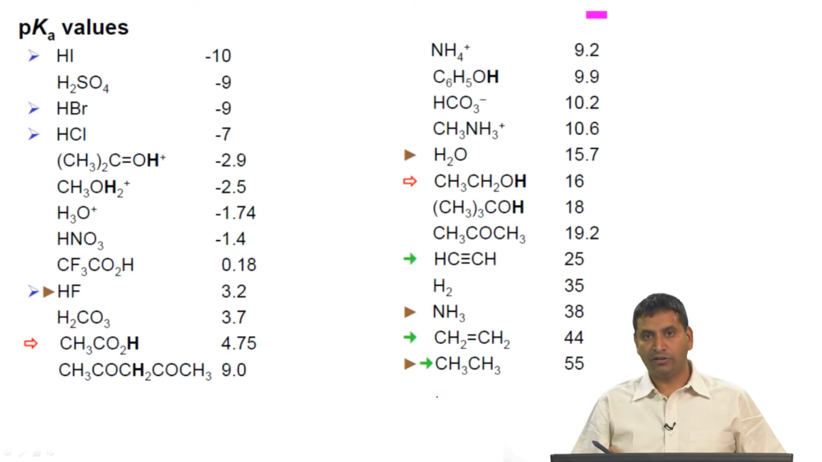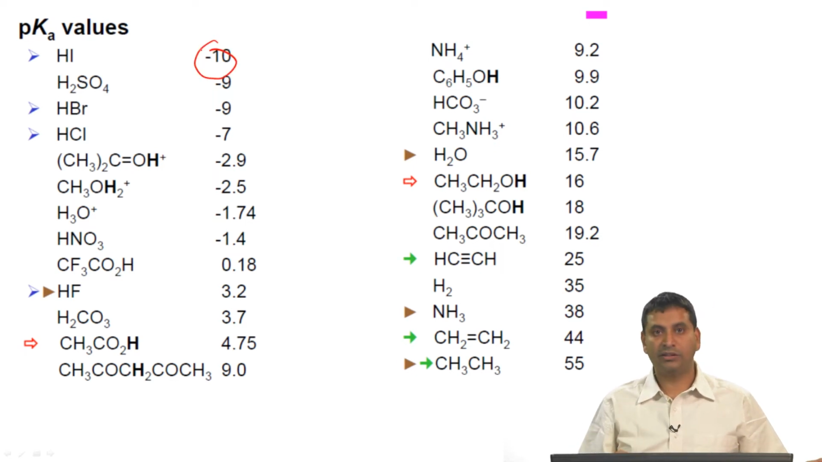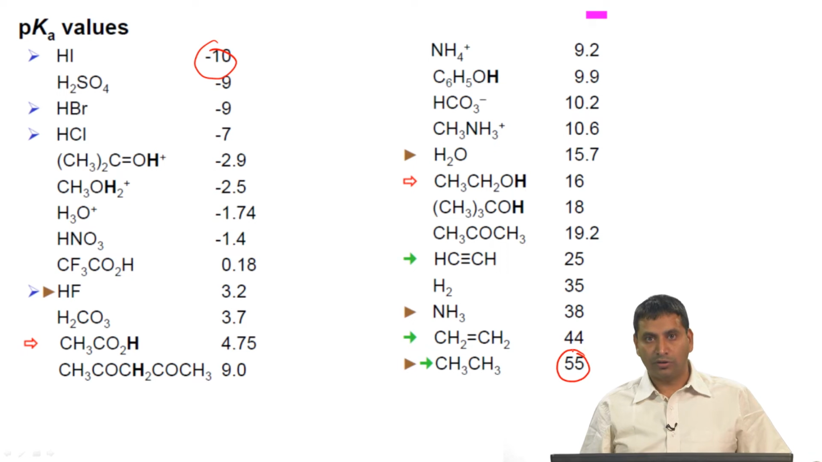Again, we shall summarize some of the pKa values that we have encountered. Let's start with something like HI, which is a very strong acid. The pKa value is minus 10. And let's go to a very weak acid such as ethane, where the pKa value is 55. This number is quite absurd. The concentration of CH3 minus in aqueous media is 10 power minus 55, which is essentially not measurable, but it is an estimated pKa value.